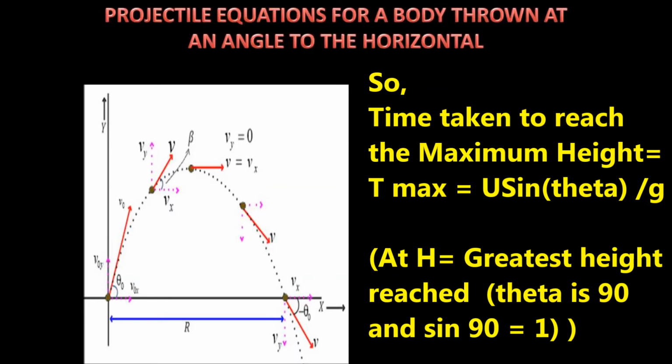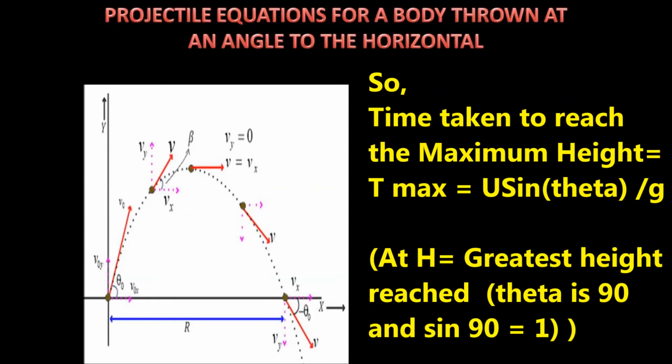So the time taken to reach the maximum height, T max, is u sin theta by g. That's clear enough. At h, the greatest height reached, theta is 90 and sin 90 is 1. See, theta keeps changing. So T max, not T, not time of flight, the time taken to reach the maximum height, is equal to u sin theta by g.